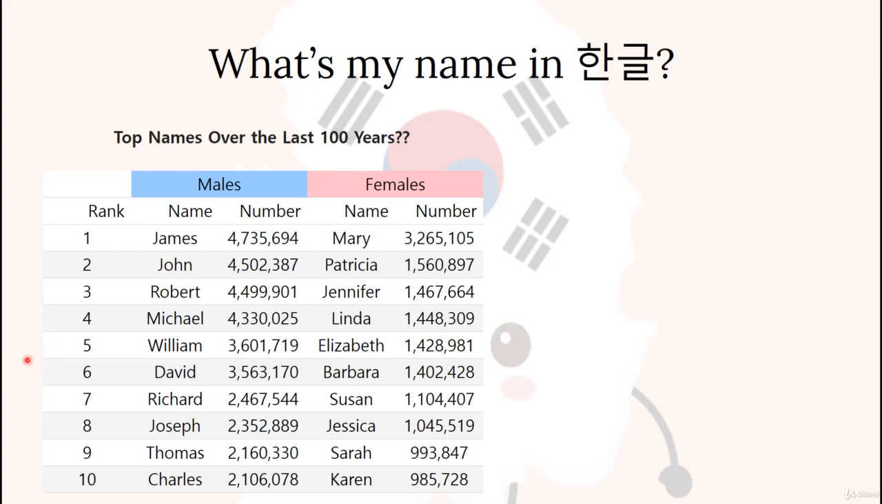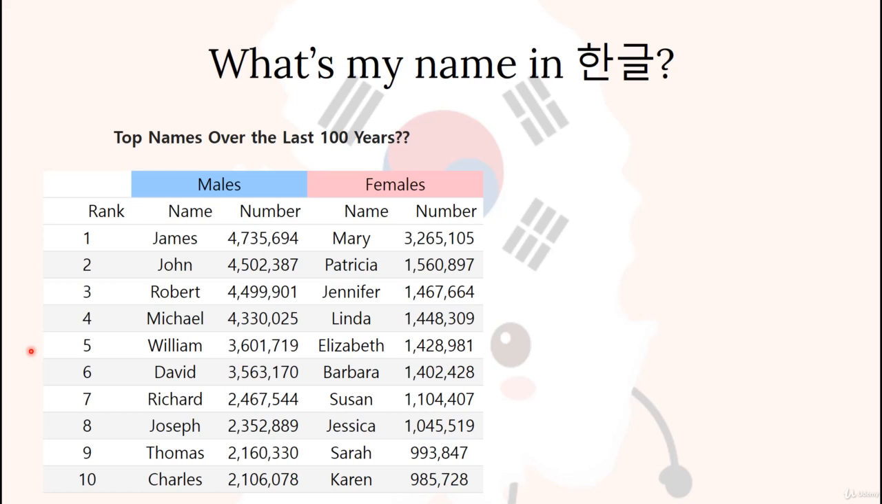So I wanted to teach you, since we have learned how each Korean consonant and vowel sounds when they are put together. By this stage, you'll be able to pretty much write your own name in Korean.